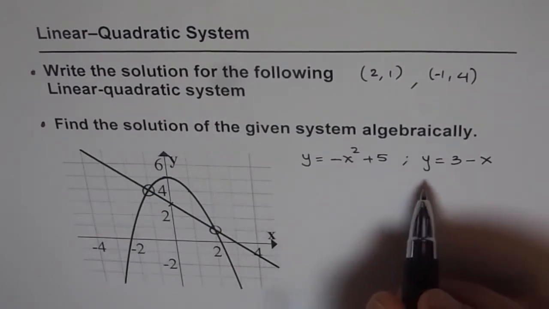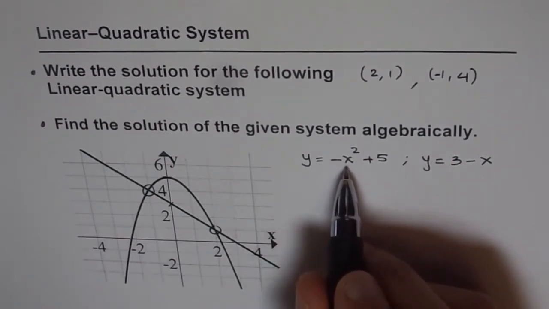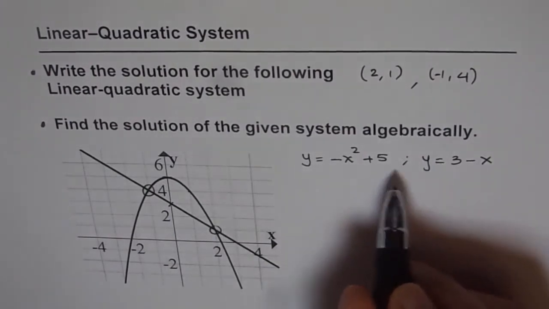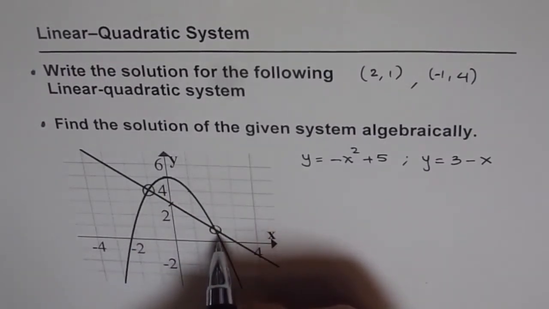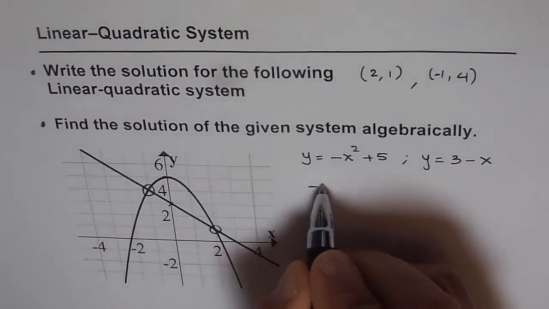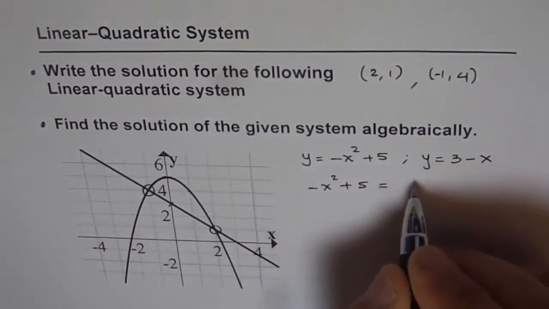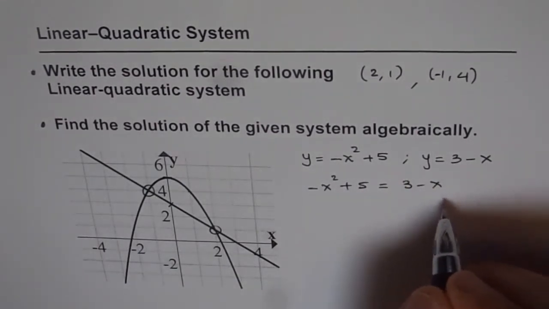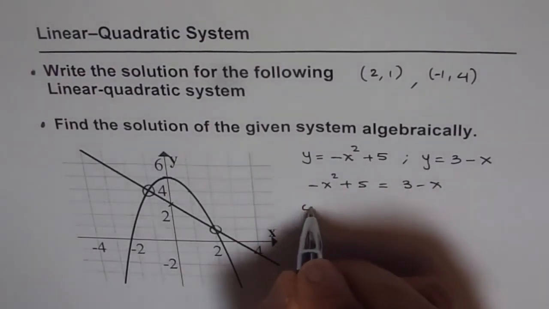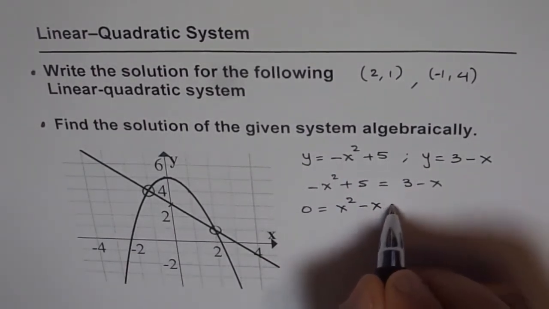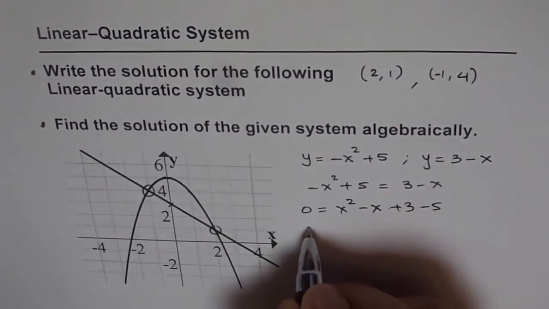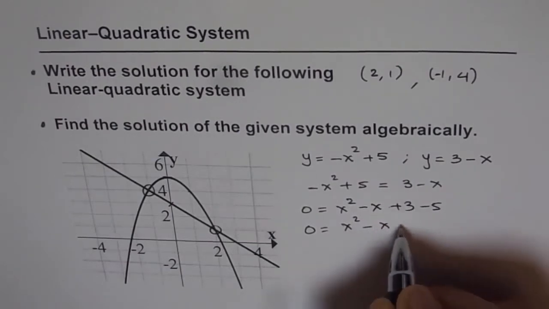Now the second part is to find the solution. Solution here means common points, the points which are common to both. That means for the same value of x, they have the same value of y. So we can equate these two equations, right? So we say, at the point of intersection between the line and the parabola, the y values are the same. Therefore, minus x squared plus 5 should be equal to 3 minus x. So equate them. After equating, we have to solve for x. This is a quadratic equation, right? So we can take these terms to the right and say 0 equals x squared, minus x, plus 3 minus 5. So that is 0 equals x squared minus x minus 2.